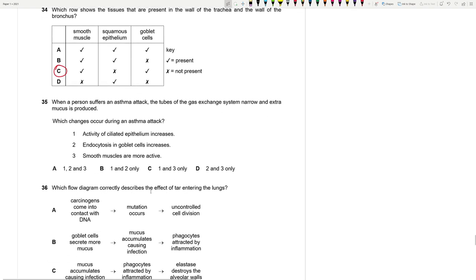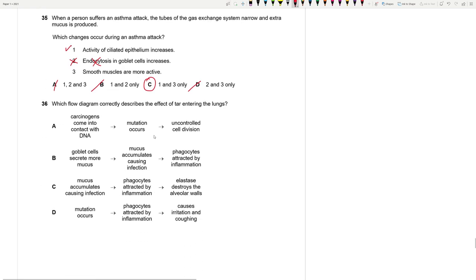35. When a person suffers an asthma attack, the tubes of the gas exchange system narrow and extra mucus is produced. So I don't think we have this in our syllabus, but I'll still teach you what happens during an asthma attack. Basically, I have asthma, so I know how it feels. The activity of the ciliated epithelium increases due to the inflammation. The sweeping action increases. Endocytosis, no, exocytosis increases. So 2 is wrong. Smooth muscles become more active. That's true. C. Okay, 36 is not in our syllabus anymore. Tar smoking, it's been excluded.